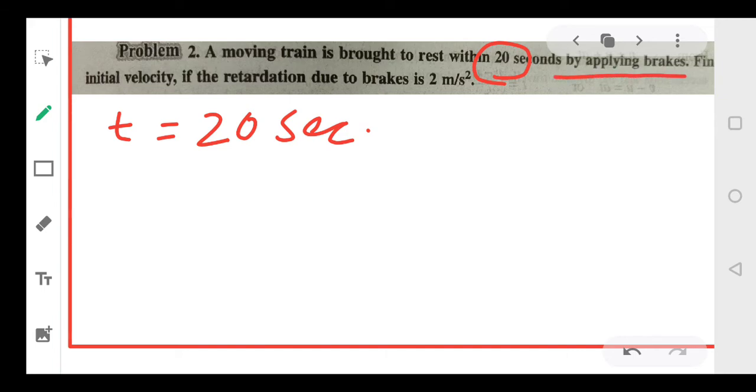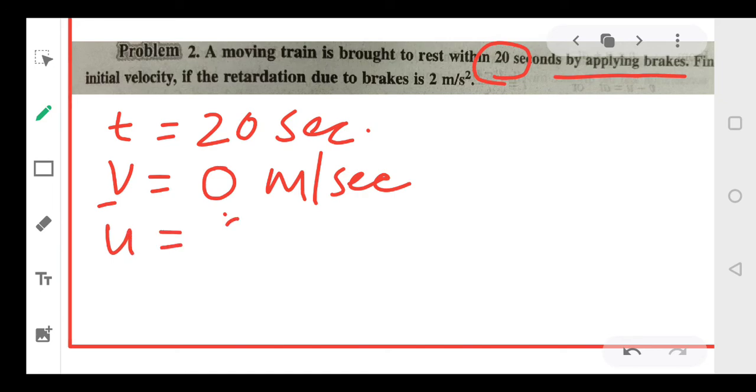Look at the question: the vehicle will stop in the end. The object will stop, right? The object will stop after 20 seconds. Okay? So your V is 0 meter per second. Why is V 0? Because the object will stop. When you apply brakes to a vehicle, the object stops in the end. So your V is 0, right? U you have to find out.